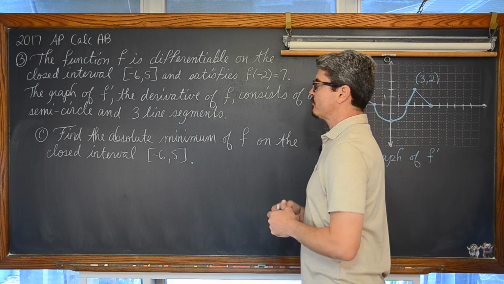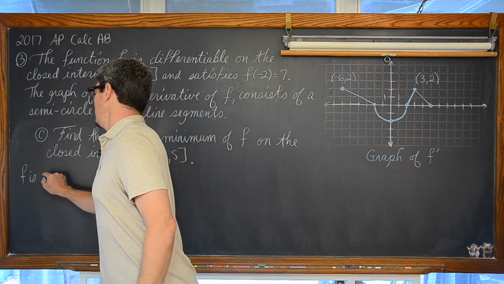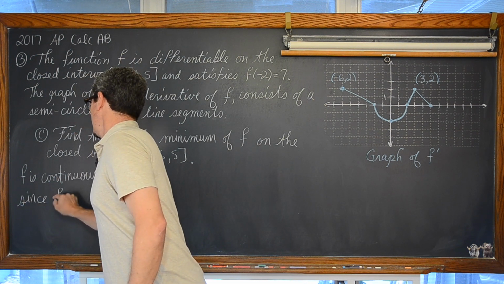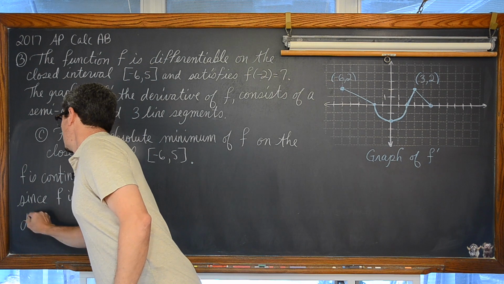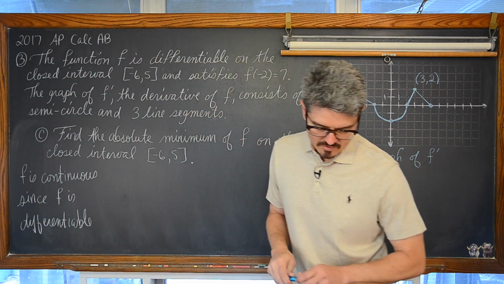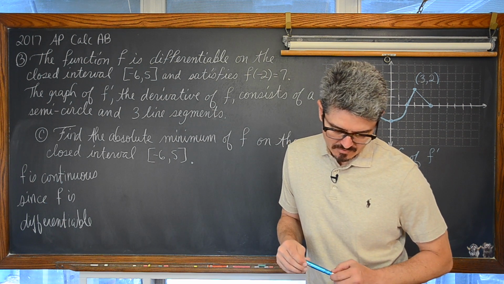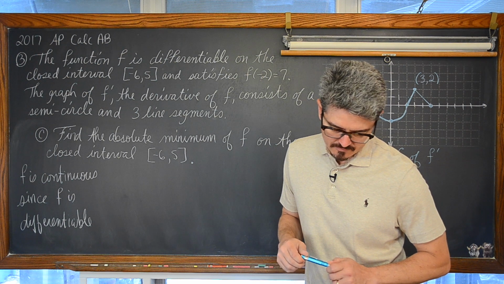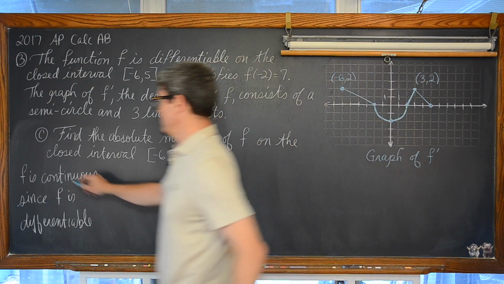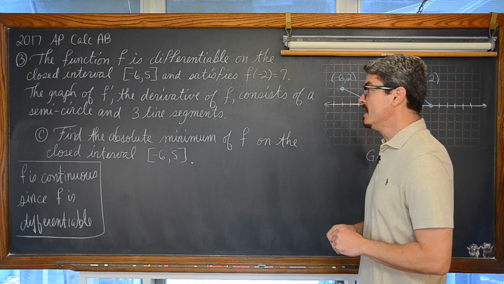It's not necessarily really a problem for this, but we can say that f is continuous since f is differentiable. We don't have to have a function which is continuous for there to be an absolute max or absolute min on a particular interval. Turns out that none of the parts require you to check this condition, but it's going to be standard on a lot of your AP FRQs.